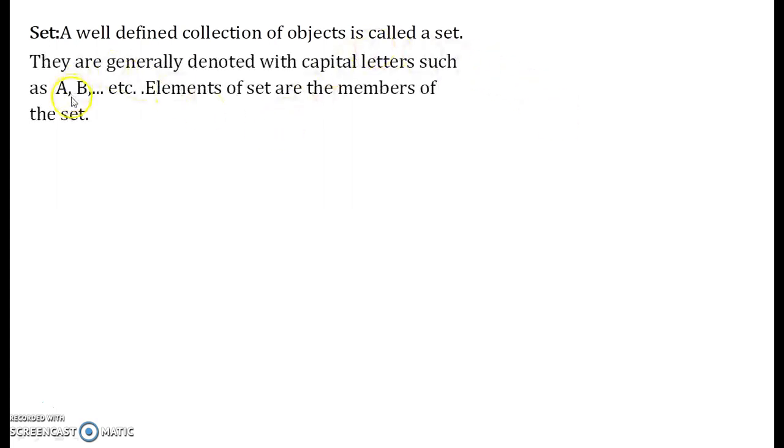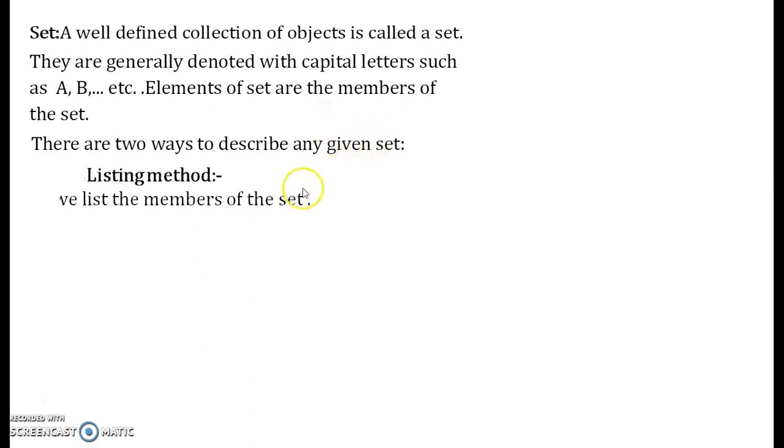So the first definition is that of a set. A well-defined collection of objects is called a set. Okay. So how do you denote a set? They are generally denoted by capital letters A, B, C, etc. And the elements of a set are the members of the set. Okay. So how do you write a set mathematically?